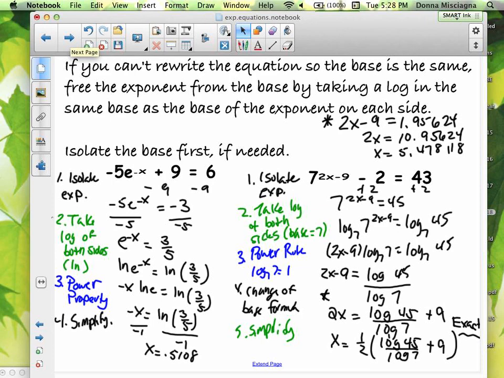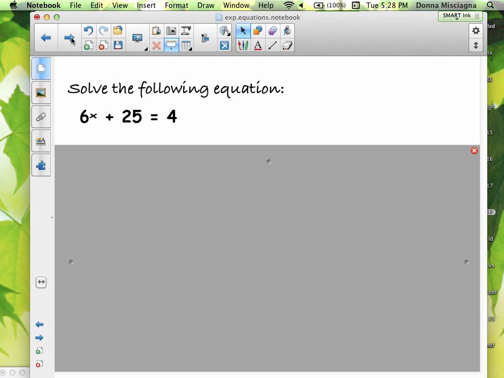We're just using the properties of logarithms and using a log in the same base as whatever has the exponent to be able to free that exponent using the power rule. And then if your base isn't something friendly, then we just use our change of base formula. But here, this is an example of all the different kinds of problems that we could have in terms of solving exponential equations. All right, so we're going to do one more.